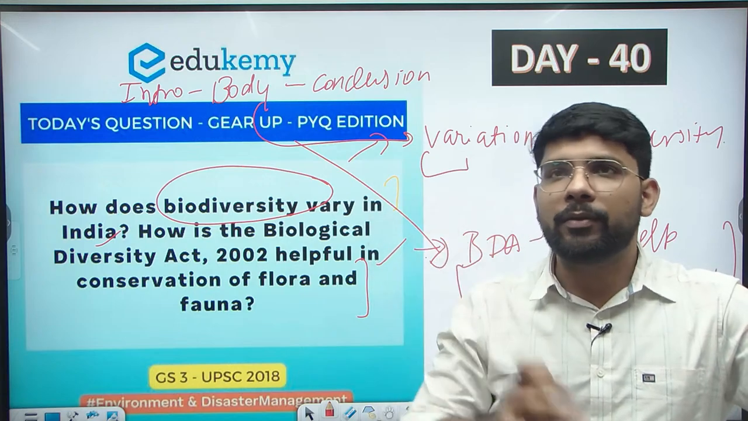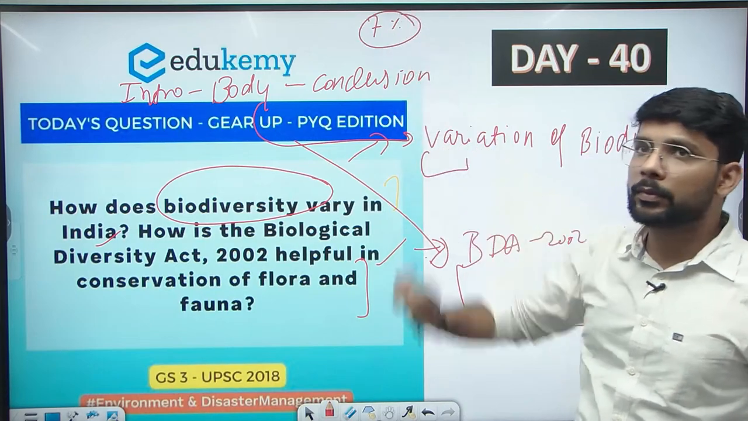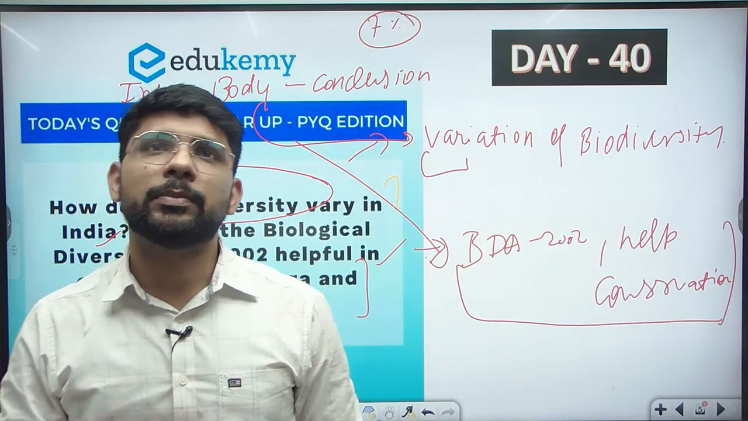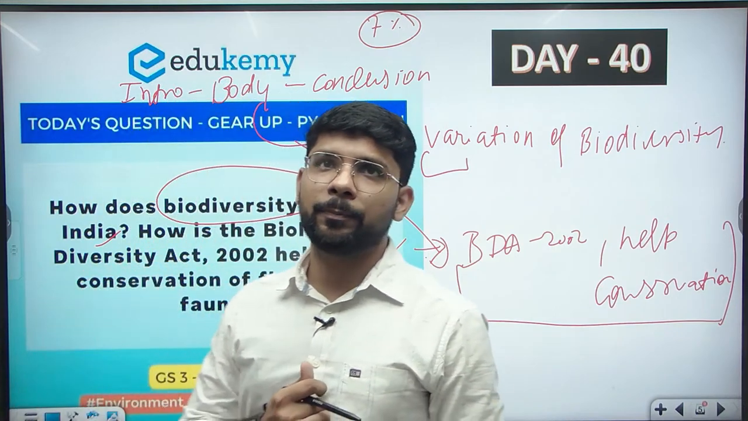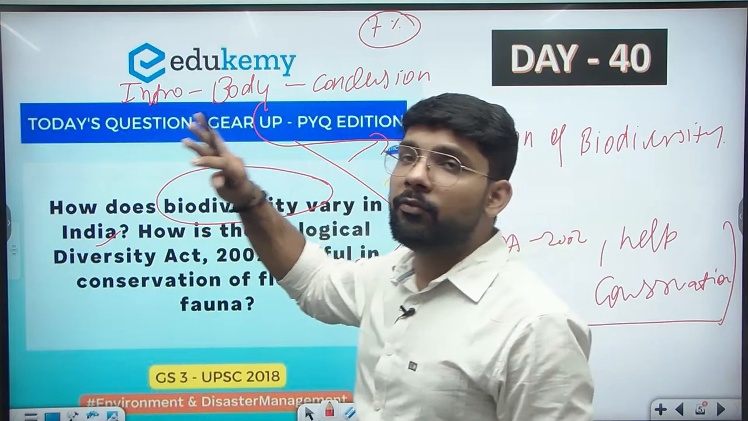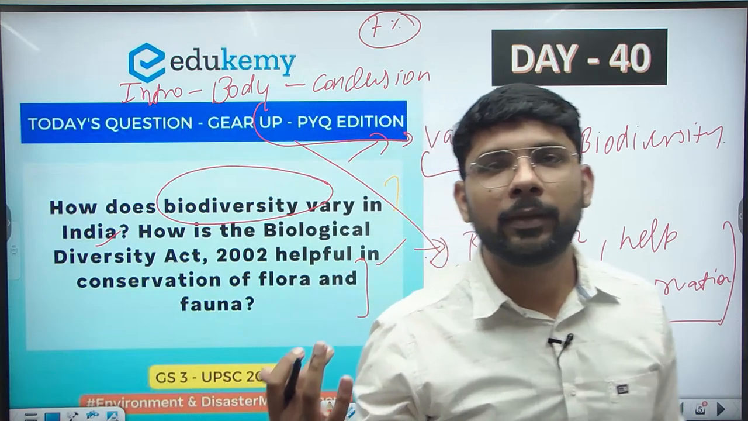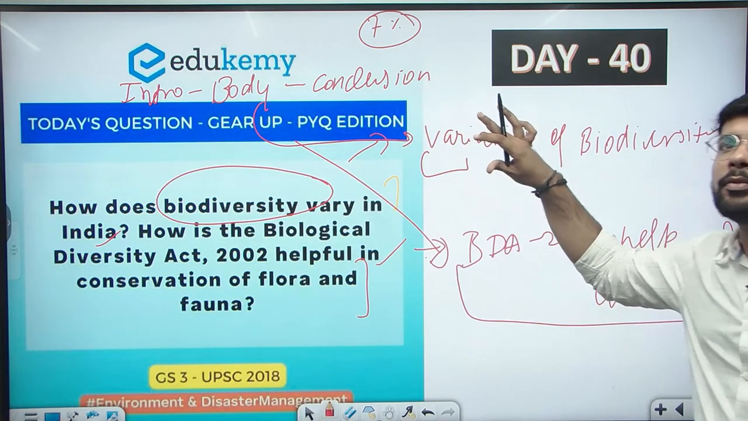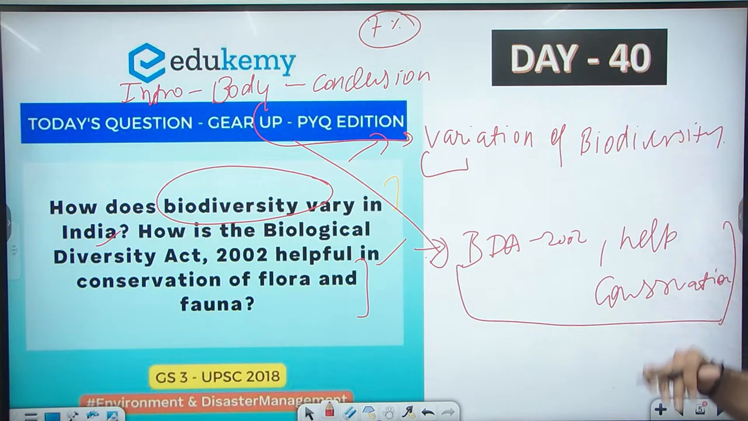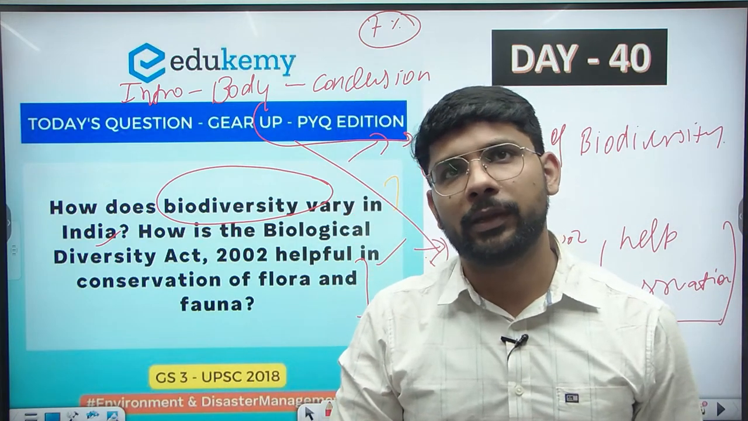So you can define biodiversity, and in India approximately 7% of the world's biodiversity is found. You can write some of this data in the introduction as well. You can even define biodiversity according to an international organization, which will be better, like the definition according to the United Nations Earth Summit.